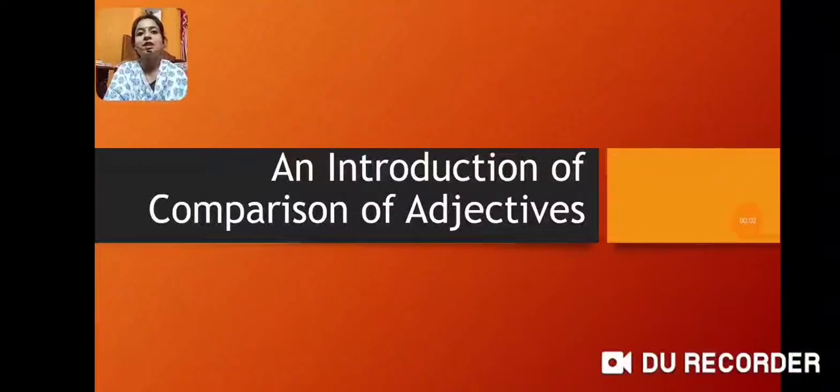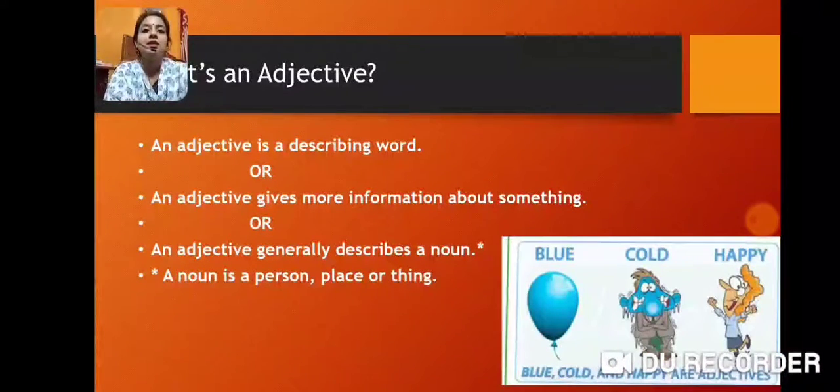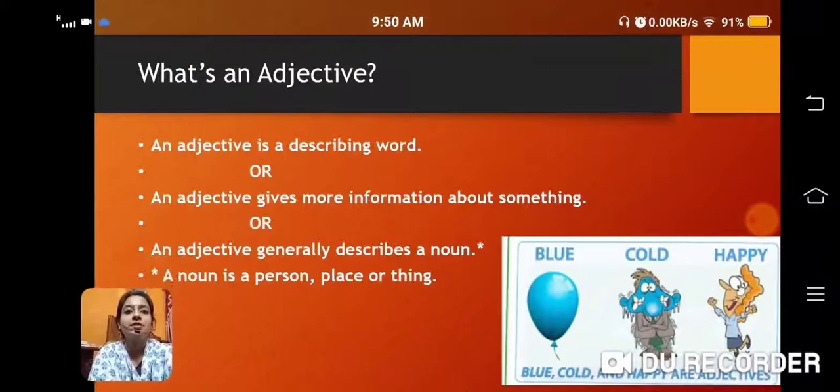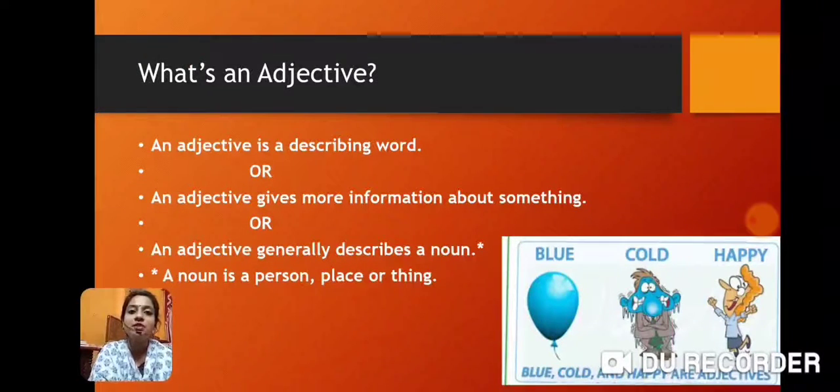Hello students, in this video we are going to talk about an introduction of comparison of adjectives. But before we start with the comparison of adjectives, let us know what are adjectives. An adjective is a describing word, or an adjective gives more information about something, or an adjective generally describes a noun. And a noun is a person, place or thing.